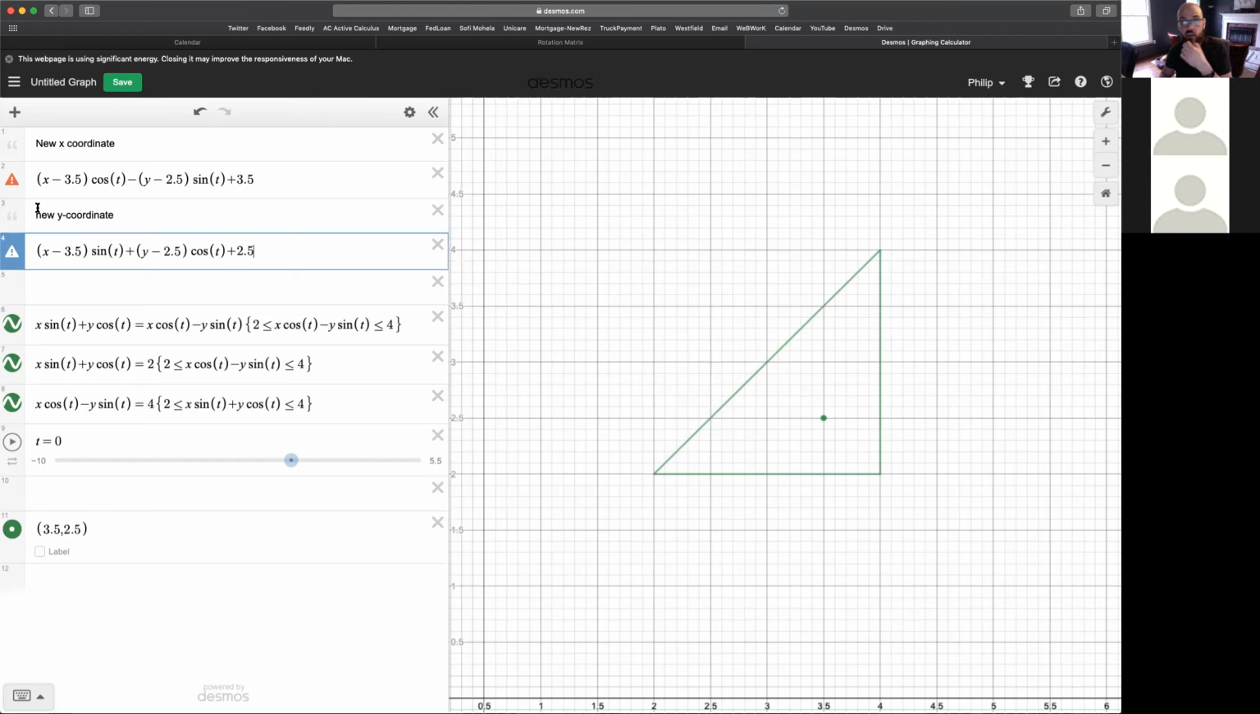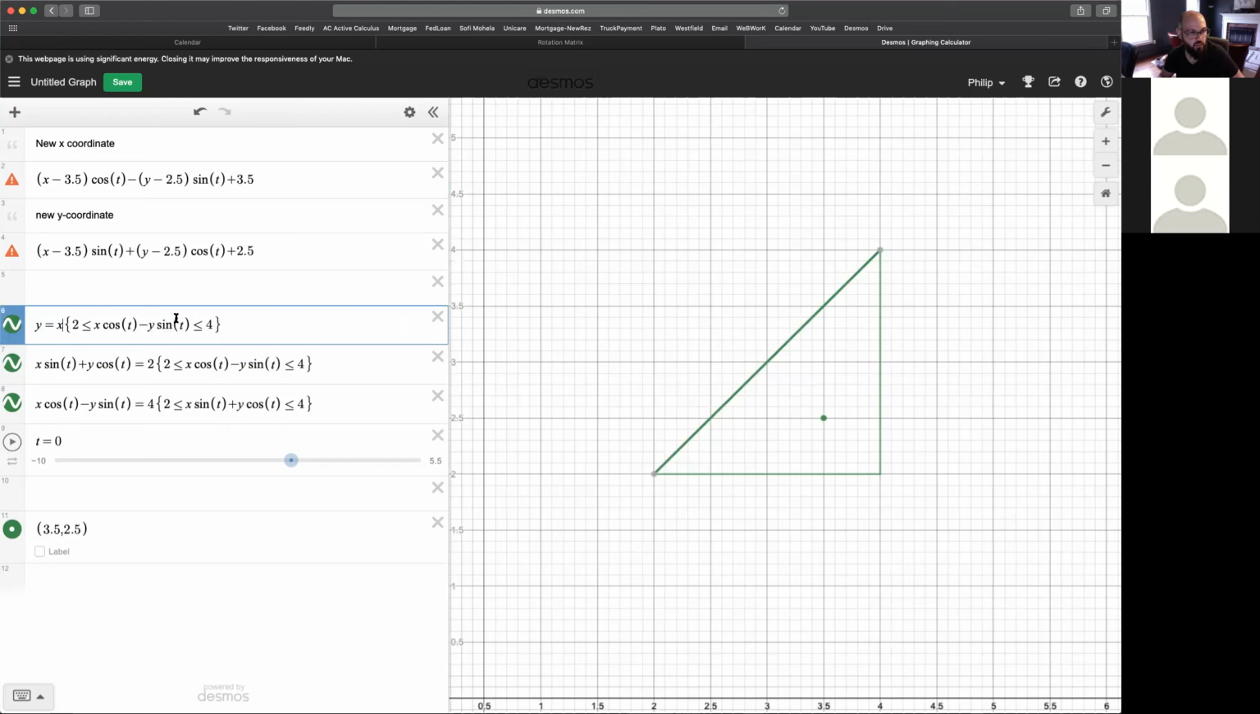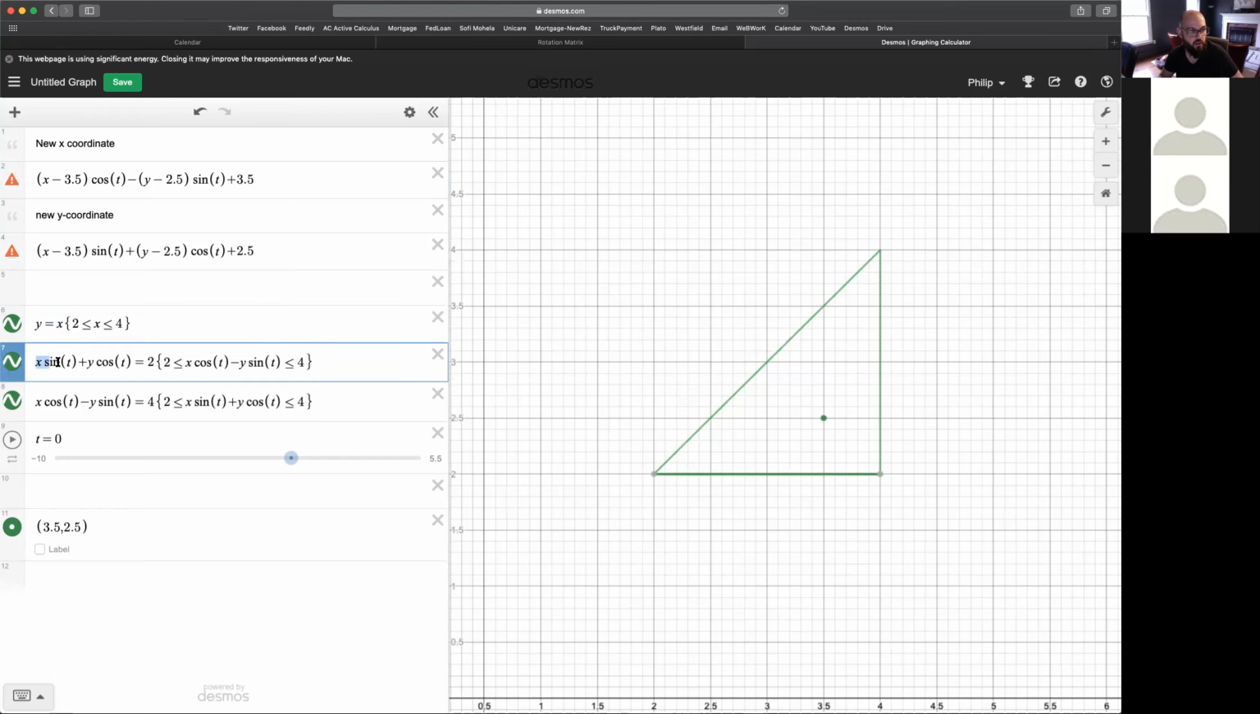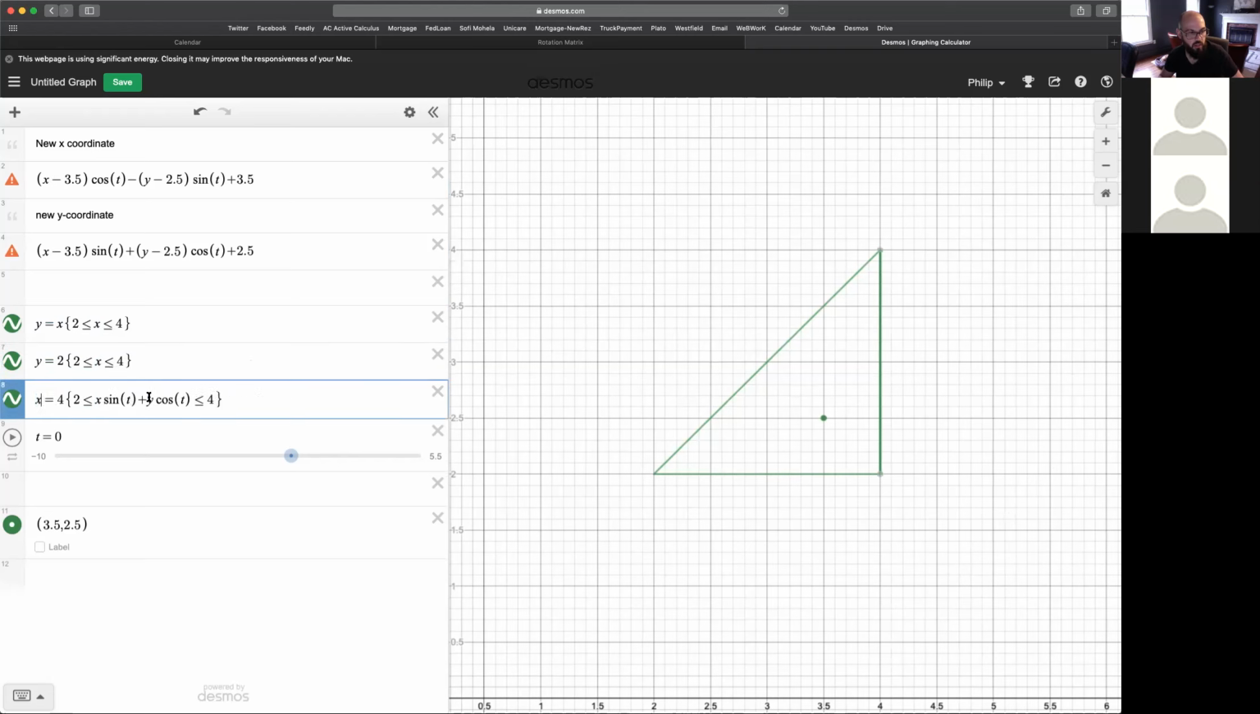All right. If we recall, our equations over here when we initially did these were y equals x, with x between 2 and 4, and then y equals 2, with x between 2 and 4, and then x equals 4, with y between 2 and 4. So these were our original ones.